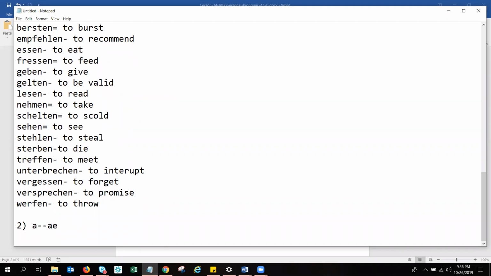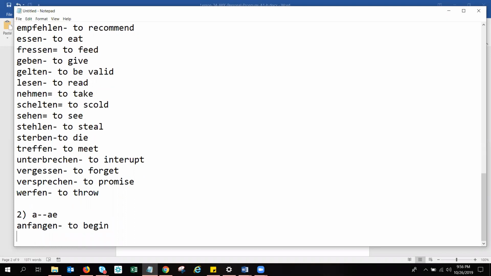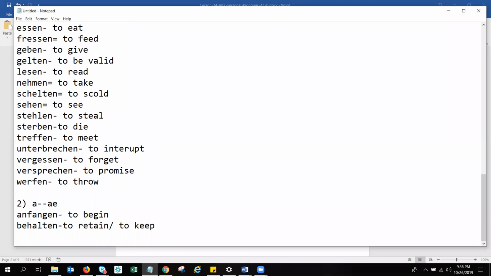So I'll start with this verb which we have done, I guess, from the last session. We are doing this again and again. Anfangen, that means to begin. Behalten. So here you will get the verbs which are trennbar and which are non-trennbar. Behalten is to retain or to keep. Both meanings are behalten.